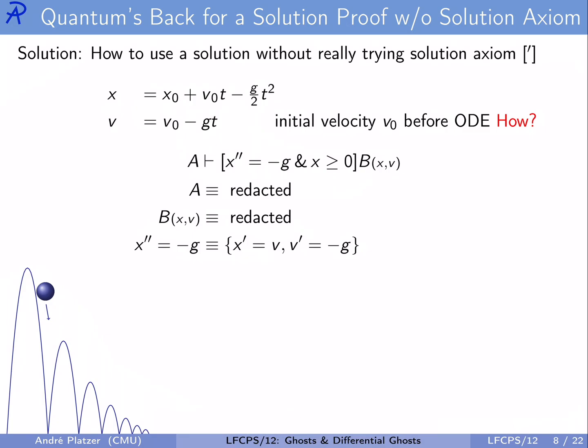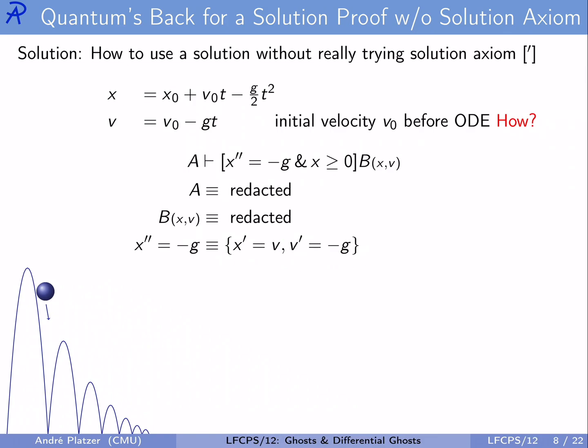Also, how do we then prove this to be an invariant? Well, we do a differential cut with this equation and then use a differential invariant argument to prove it. Will that work? No, it won't, because this is only the solution of this differential equation x prime equals v and v prime equals minus g if we already know the behavior of the velocity v, which we don't.